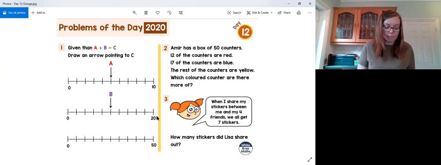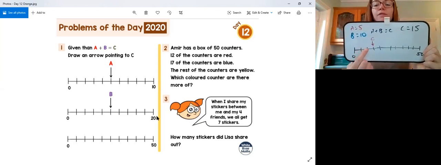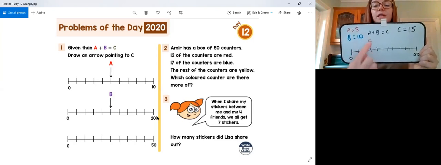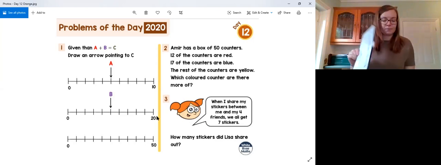So it's not a very good number line, but it should be pointing to the 3rd hop because we have 0, 5, 10, 15, which is C, 20, 25, 30, 35, 40, 45, 50.